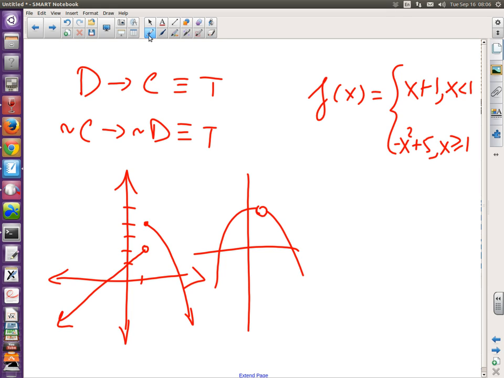Even if it's just a hole, not a jump discontinuity, a removable discontinuity, where you can just plug in the hole and figure out what goes there, that's also not differentiable. Why? Because the derivative measures the slope of the tangent line there. Well, how do you draw a tangent line there? You can, but is it unique? If you draw a tangent line here, you can draw it with almost any slope you feel like. How are you going to measure any slope you feel like? That's undefined.